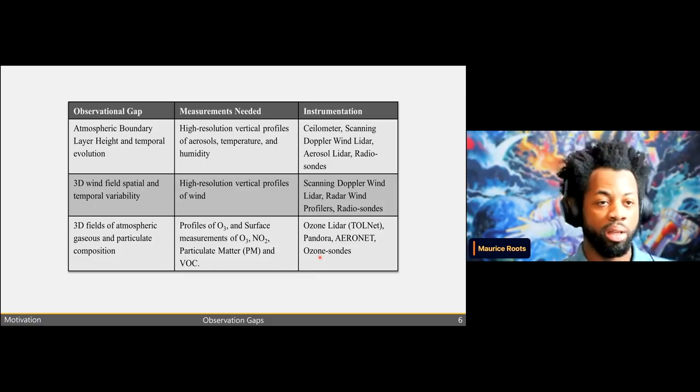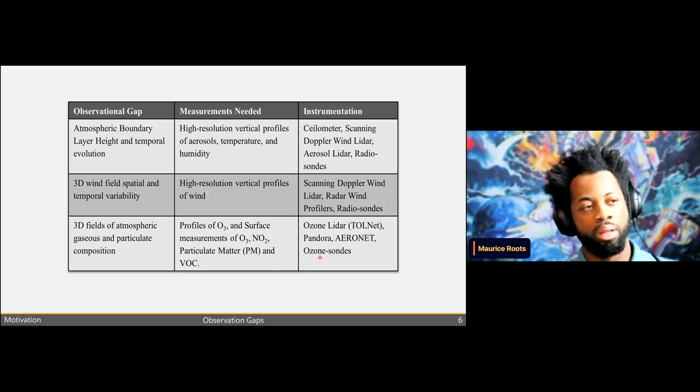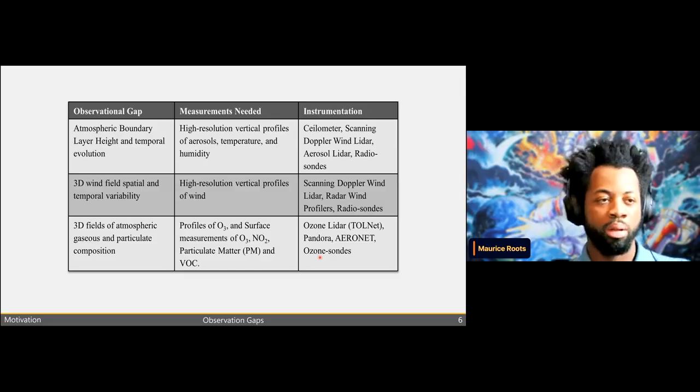And to do that, we need things like ozone lidars and NO2 lidars, which we're still working on. Things like passive instruments like Pandoras and AERONETs, as well as ozone sondes, which are payloads that go on the balloons, but they measure ozone along with the meteorological variables at the same time.